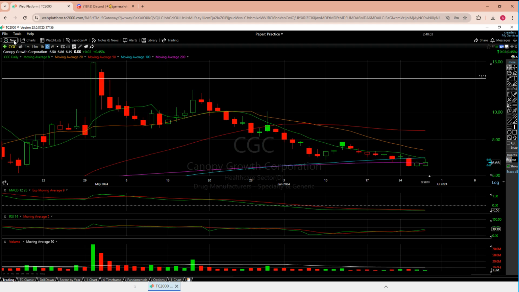And CGC looks a lot more worrisome here. I'm not sure when the last time I covered this was, actually, but I feel like I remember talking about this attempt at hopefully recovering the 50. Now we're all the way down here.